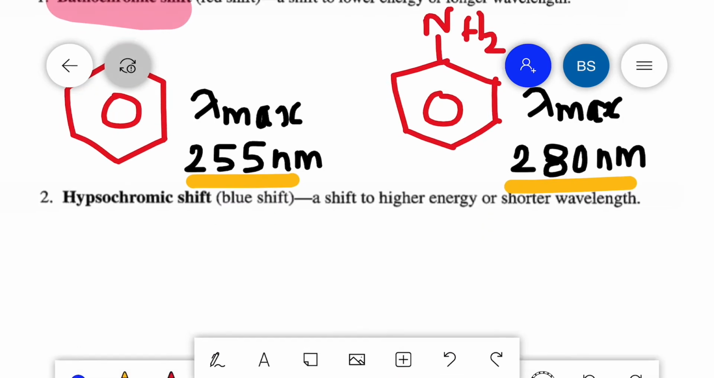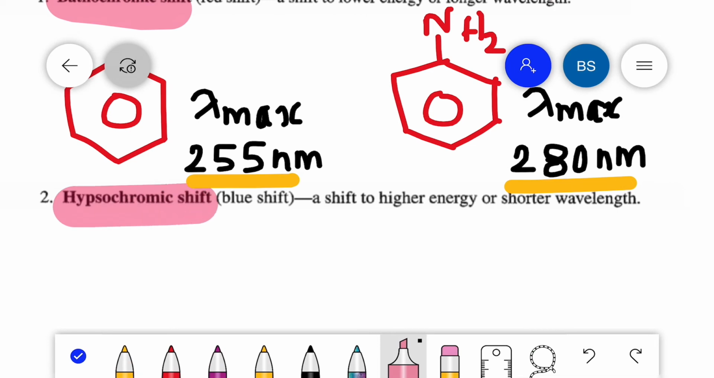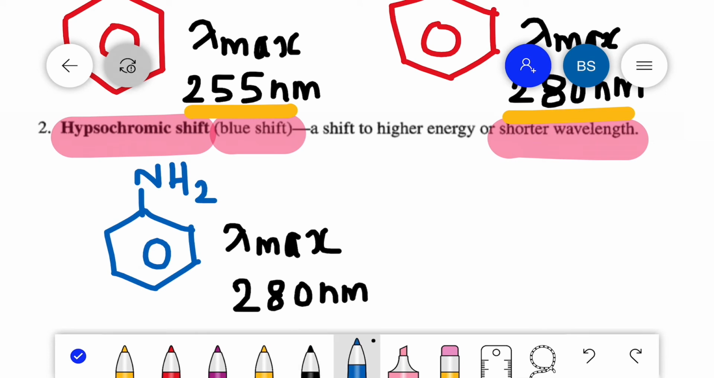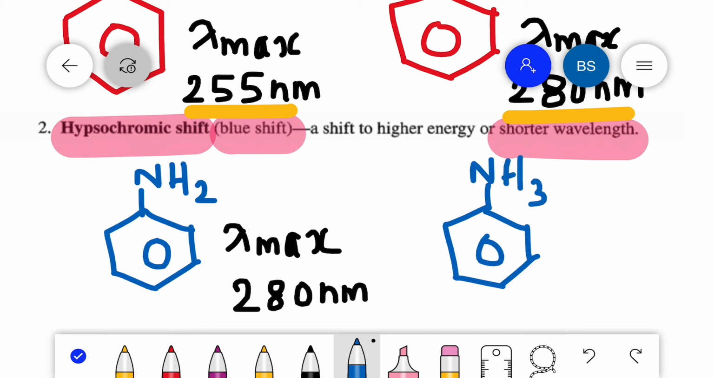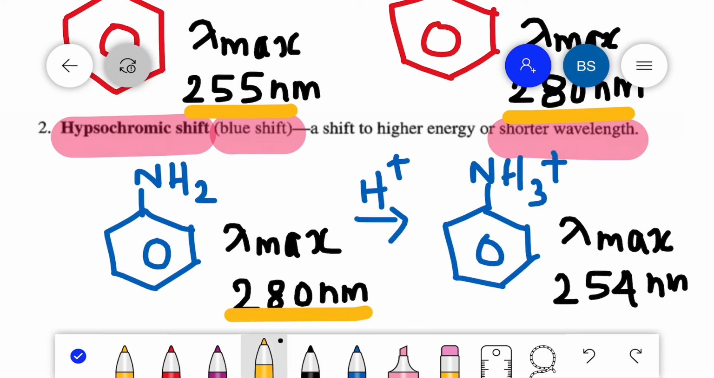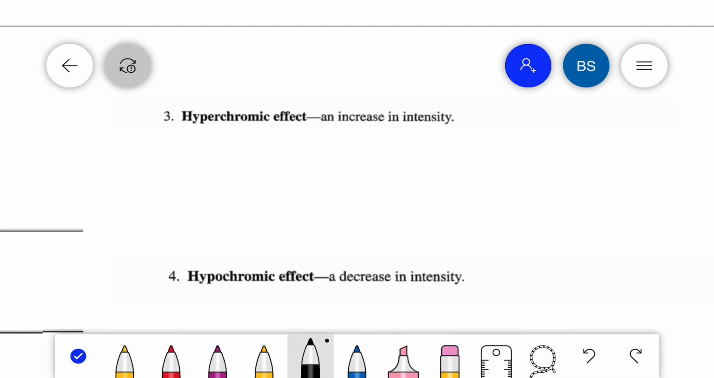Whereas a hypsochromic shift or blue shift is known as the shift of absorption maximum to shorter wavelength. For example, aniline shows a lambda max of 280 nanometers that we have mentioned already, and if we add an acid to aniline, it yields the anilinium ion, which shows a lambda max of 254 nanometers, thereby causing a hypsochromic shift.